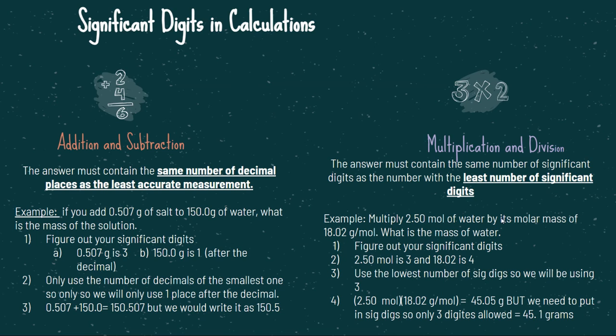But the problem is I'm only allowed 3 significant digits overall because that's how many I had in 2.50. So I'm going to look at my answer, 45.05, and I'm going to round up my 0.05 to a 0.1 and then say this is 45.1 grams. So again, in addition and subtraction, you're looking at the numbers after the decimal place. Multiplication and division, you're taking all of them into account.